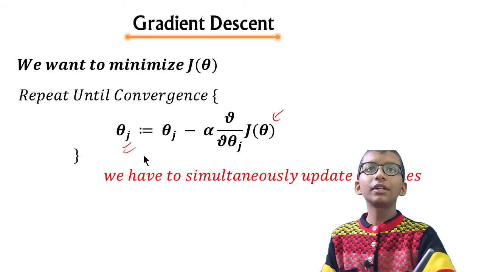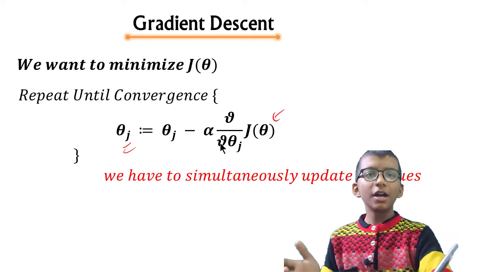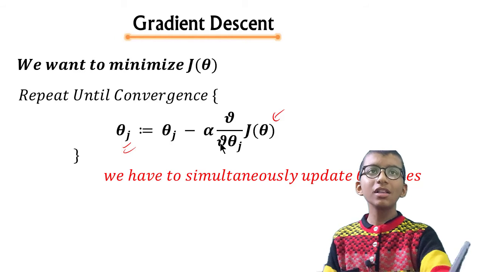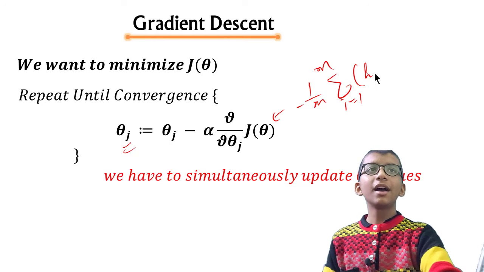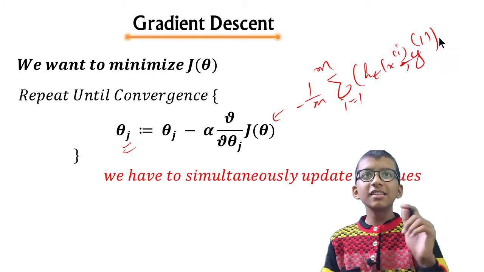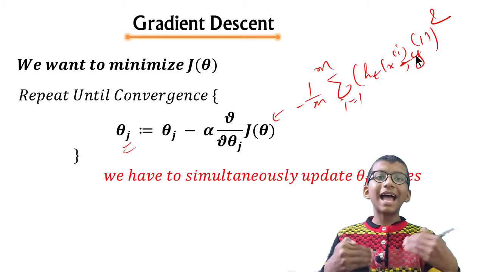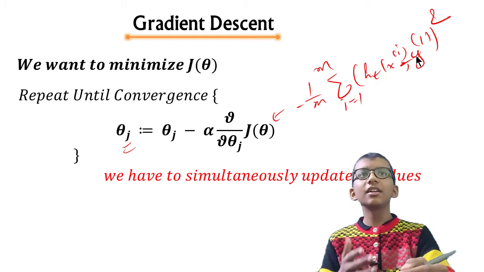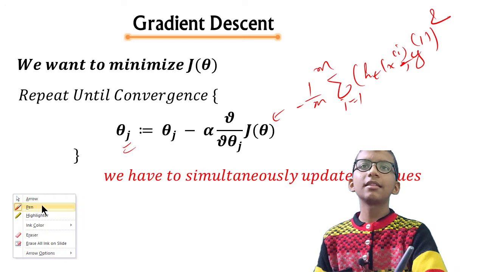And the partial derivative of our cost function is the same as what I have made you understand. We have our cost function, something like minus 1 by m, the sum from i equals 1 to m of h of x_i minus y_i, squared. Simply, this is the equation for the gradient descent algorithm, and you can see here we have the same thing that we have in linear regression.